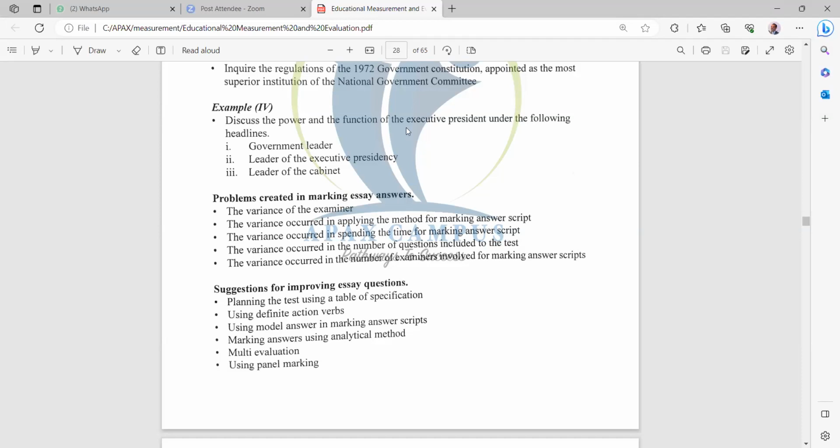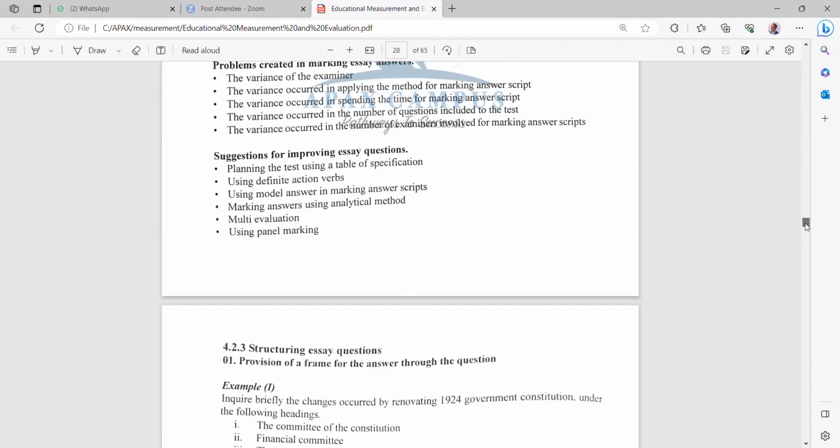Marking answers using analytical method, multi-evaluation. So that's the same paper evaluated by different people. Using panel marking, that's what is applied even today. A panel of markers is appointed, so they get together and do the marking. When there's a question, a problem, an issue related to that, they can discuss and come to a conclusion. So that's how the panel marking is beneficial.